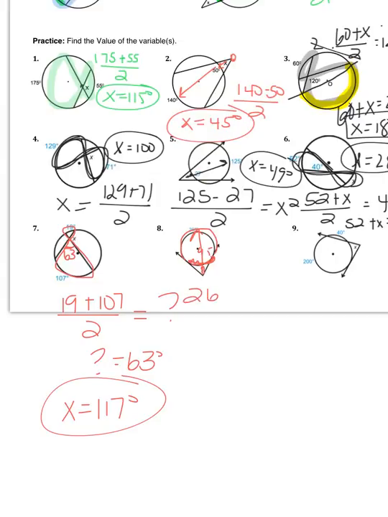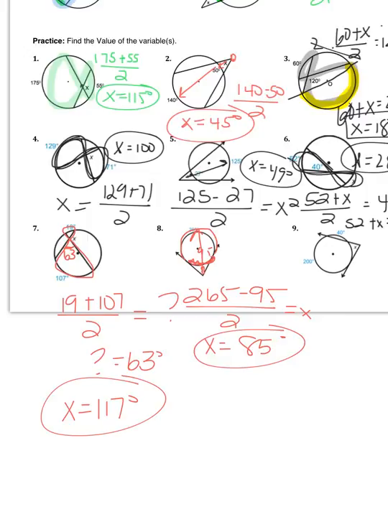So now I can do 265 minus 95 divided by 2 equals x. So 265 minus 95 is 170. Divide that by 2, x is 85 degrees.